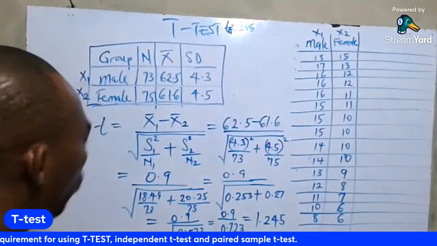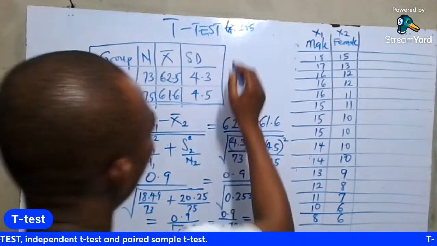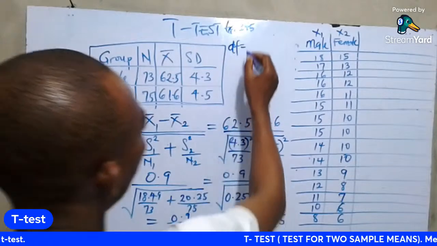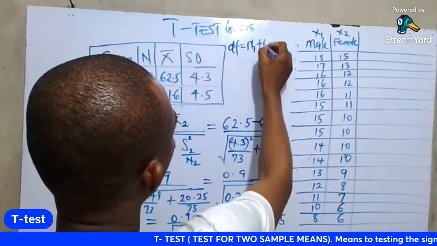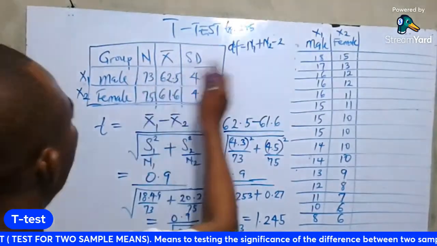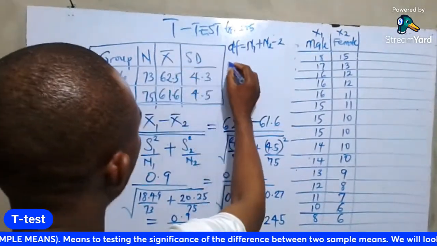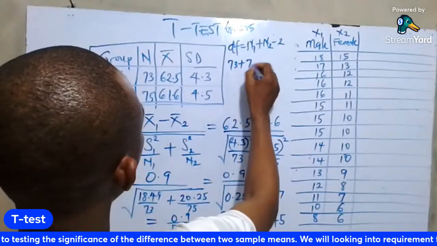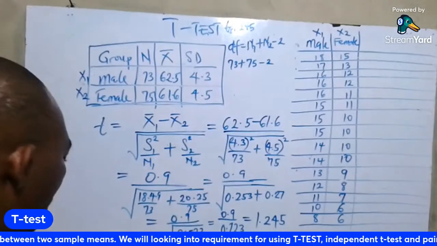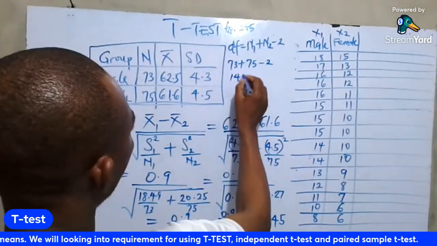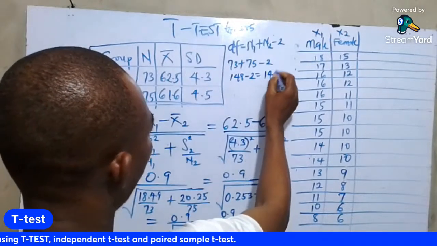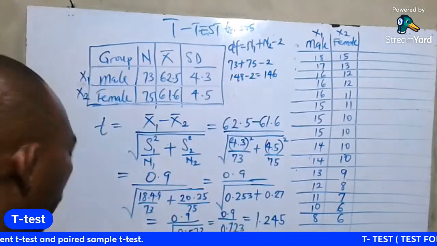So if I go on the table, where precisely am I going on the table? Before I can move on to the table, I have to get the degree of freedom. So the degree of freedom is sample 1 plus sample 2 minus 2. Sample 1 here is 73 plus sample 2, which is 75, that is male and female, minus 2. When you add 73 plus 75, that will give me 148. Then let me take 2 away from there, and that will give me 146. So that is my degree of freedom.